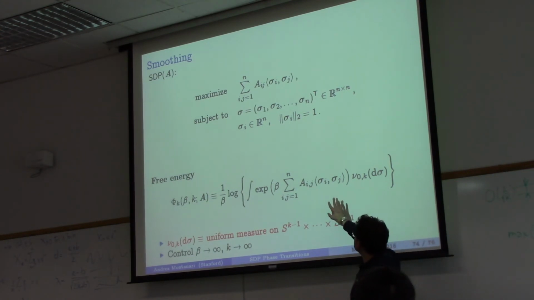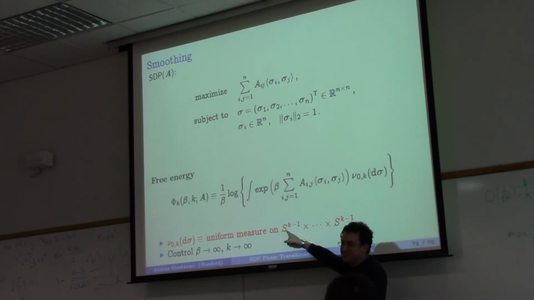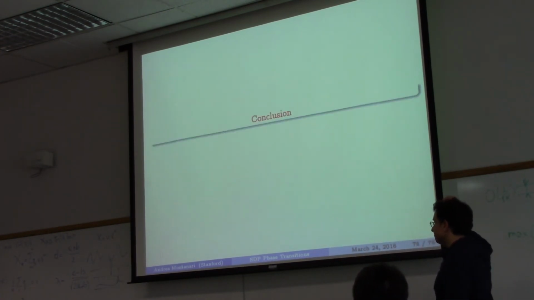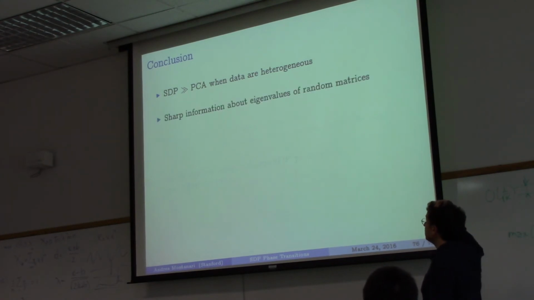Because somehow the difference is related to the entropy of the space that you are integrating over. So what we do is that, instead of integrating over the n-dimensional sphere, we integrate over a k-dimensional sphere, and we bound the error by that quantity. All right, so this is the 5-minute version of the proof.